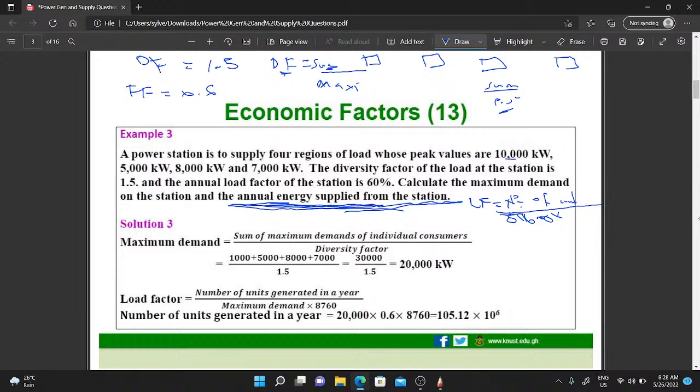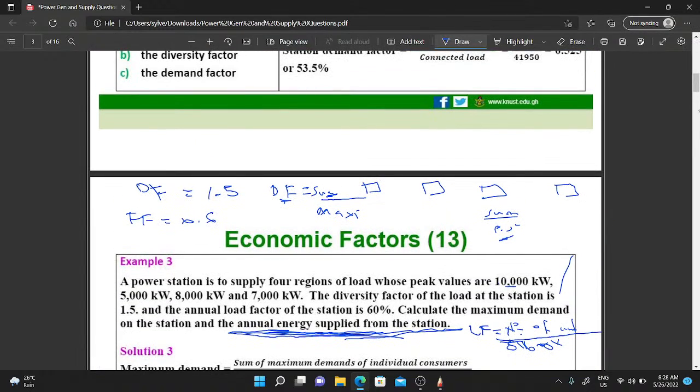So knowing the formulas is a very good start. Knowing the formulas by heart is a very, very good start to knowing what to do when you see the question. Okay, let's move on, please.